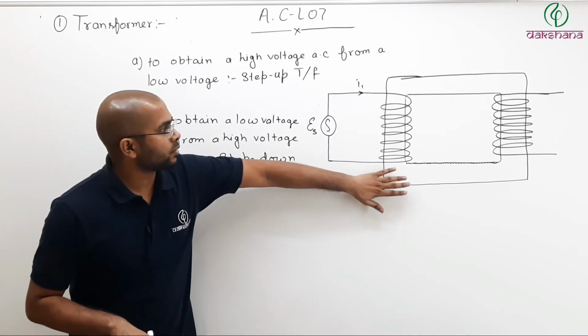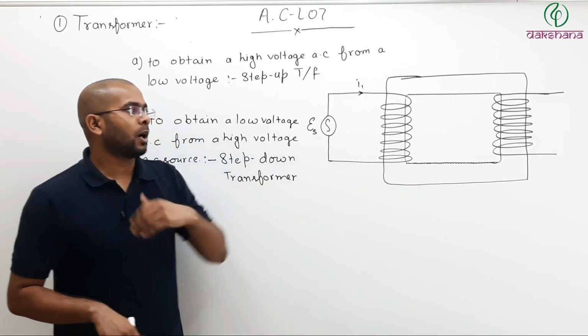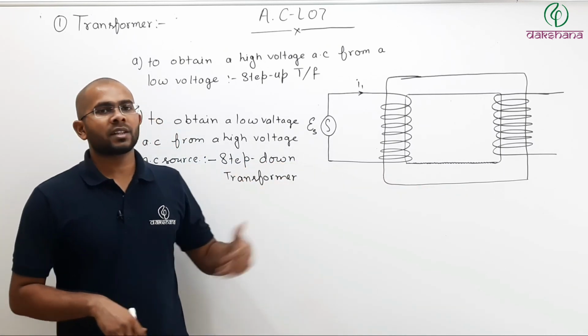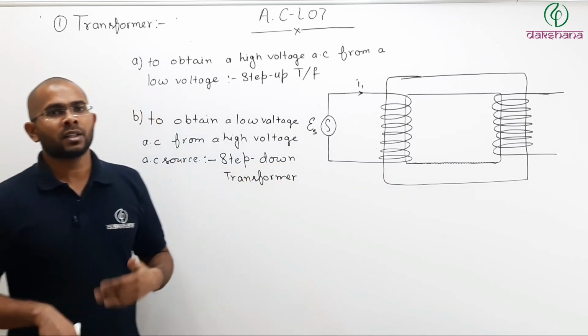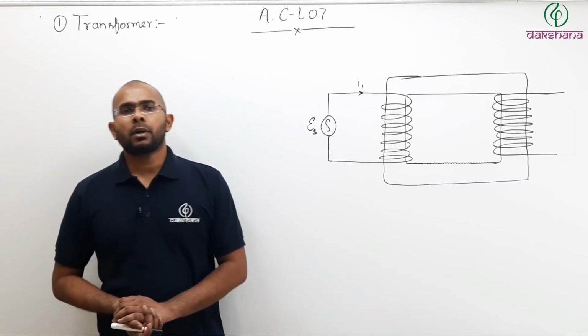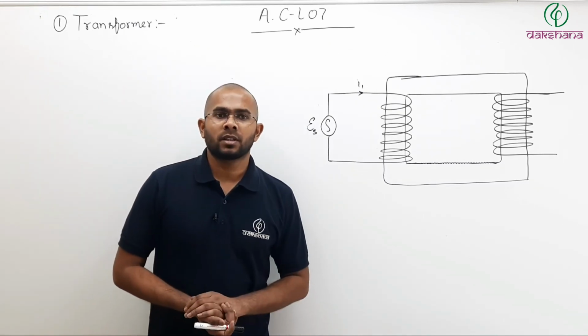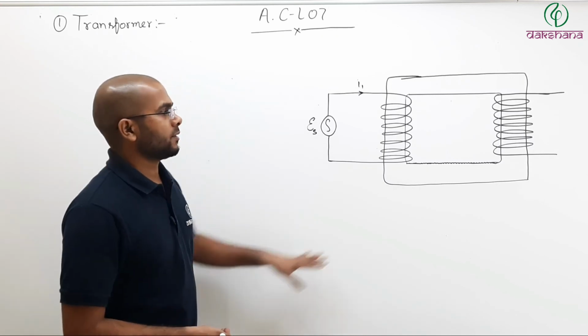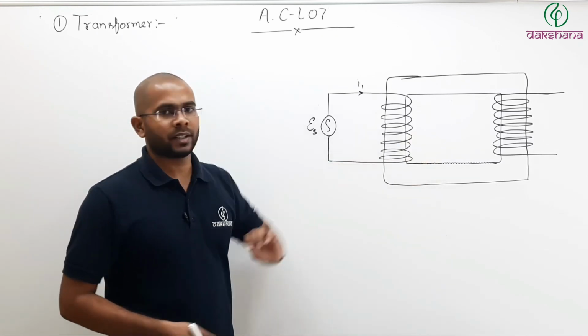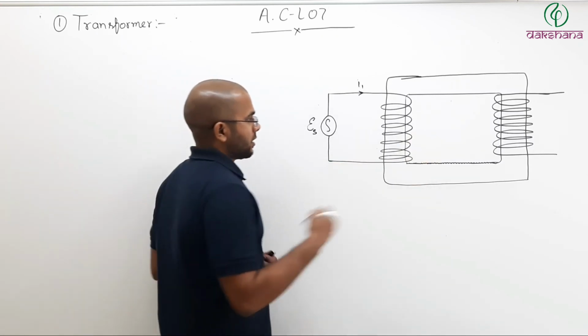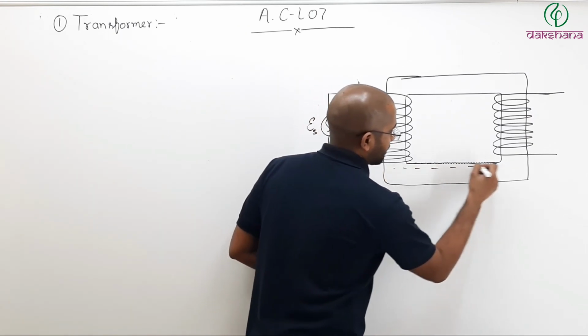Then we will talk about the basic working of a transformer, how it is made, and how energy or power is transferred through a transformer. If I talk about the construction of a transformer, there are three main parts of a transformer. This is the very basic diagram. There are three main parts. Number one part, let us say this part.